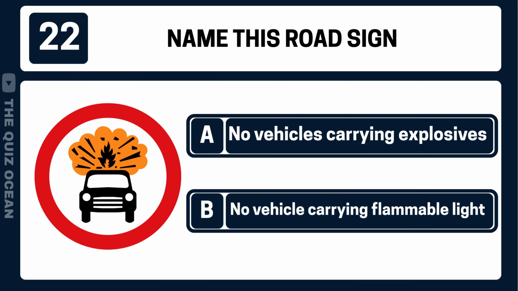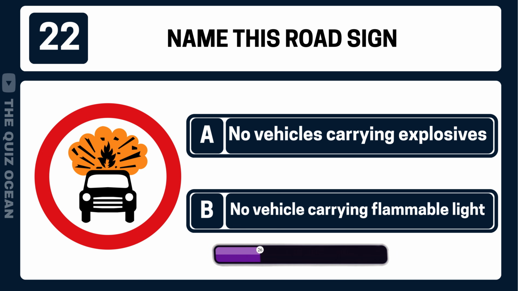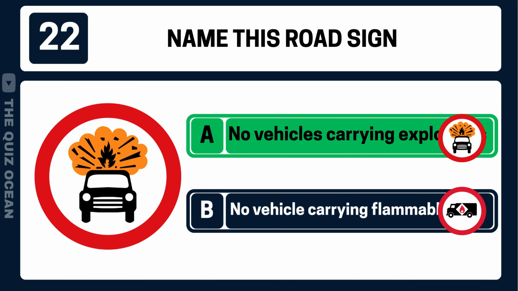Name this road sign. A. No vehicles carrying explosives. B. No vehicle carrying flammable liquid. Excellent. This sign prohibits vehicles carrying explosives.